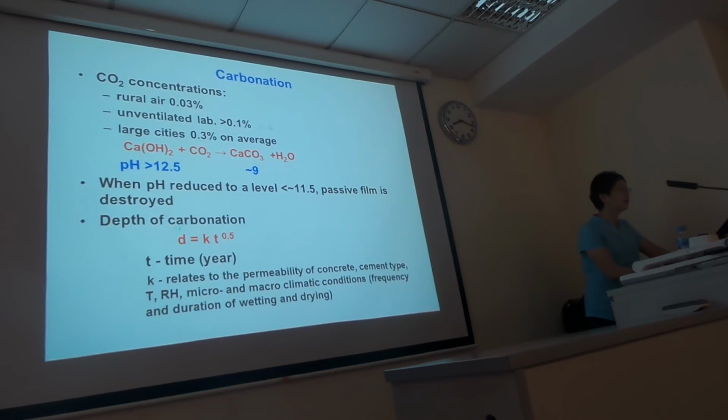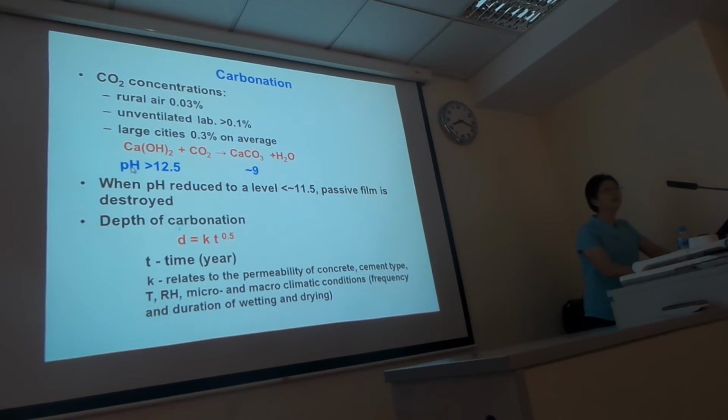Depending on the location, if you are in a rural area, the concentration of CO2 in the air is fairly low, 0.03%. If you are dealing with an urban center where you have a lot of cars, etc., the concentration of CO2 is fairly high. You can have 0.3% on average. So the CO2 reacts with the calcium hydroxide to form the calcium carbonate.